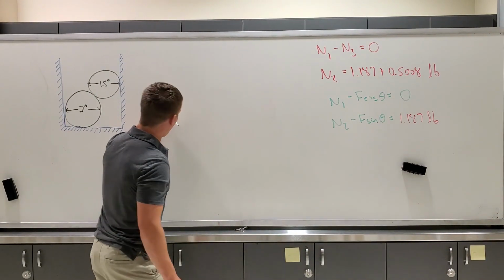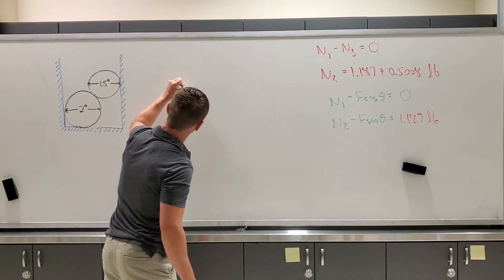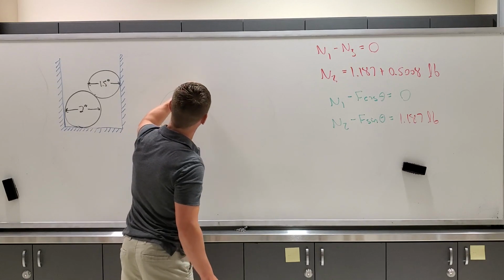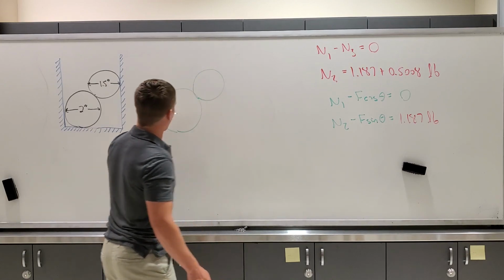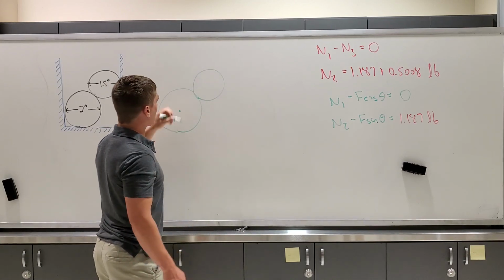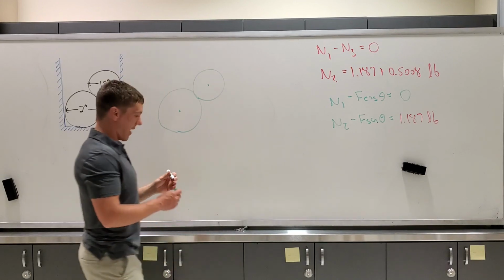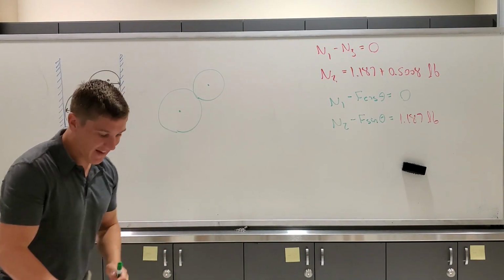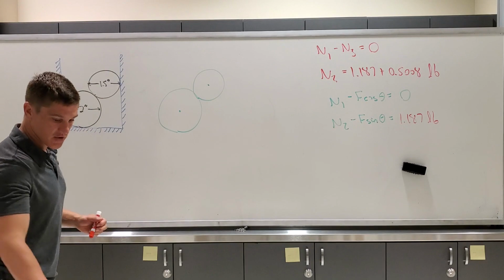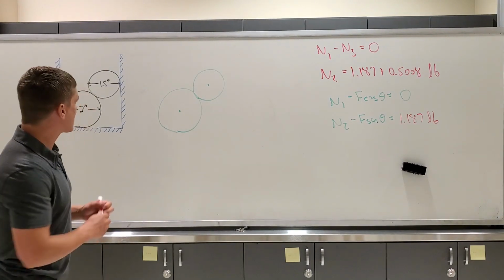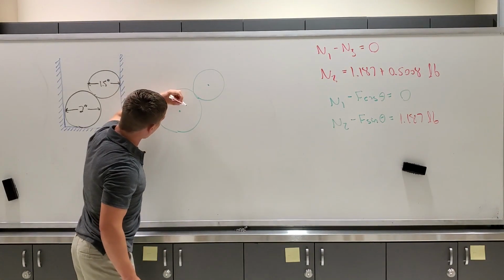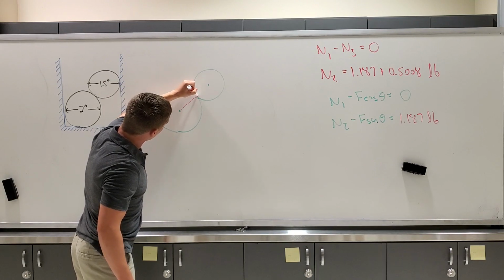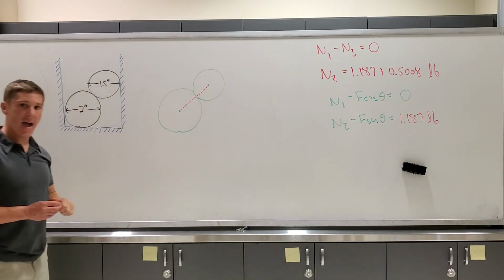So if I have my 2-inch ball bearing and I have my 1.5-inch ball bearing, if I have the center of my 2-inch ball bearing and the center of my 1.5-inch ball bearing, if I connect the centers of those circles, it will connect through the contact point.